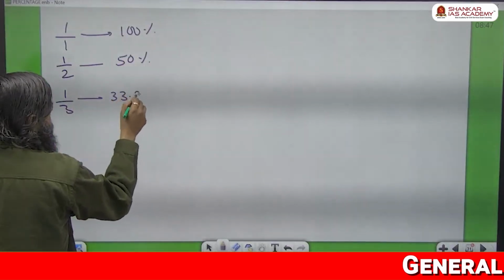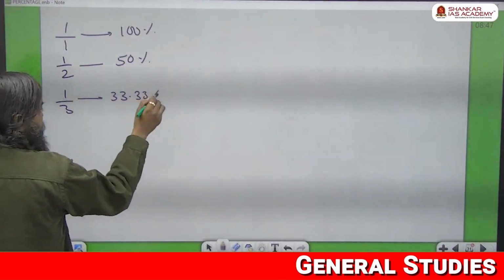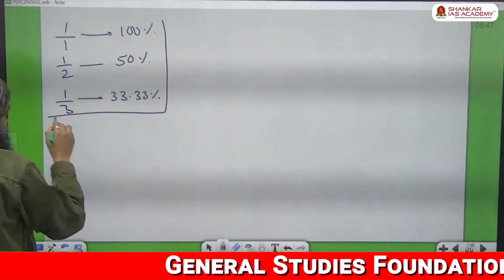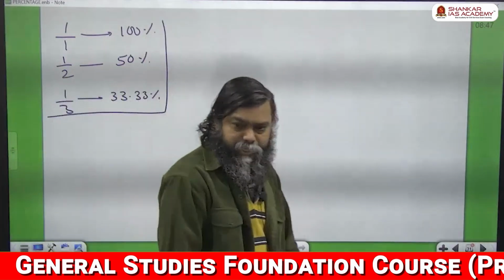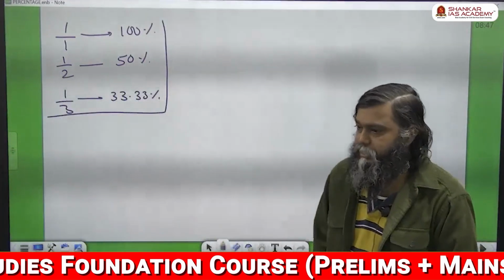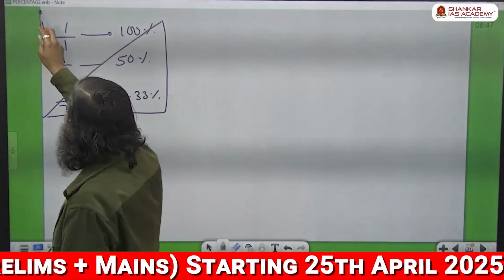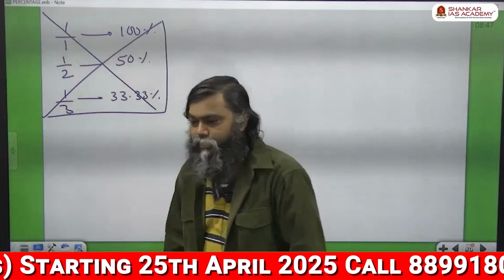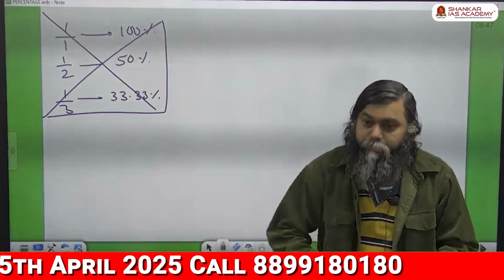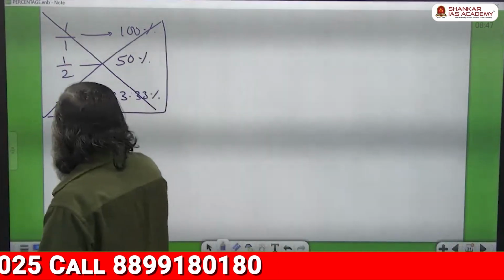33 into 100, 100 by 3, 33 point. But in the entire CSAT, if a fraction is given, convert it into a percentage, then solve the question. The application of that is less, so don't remember it like this. Do you understand? You have to remember in this order.